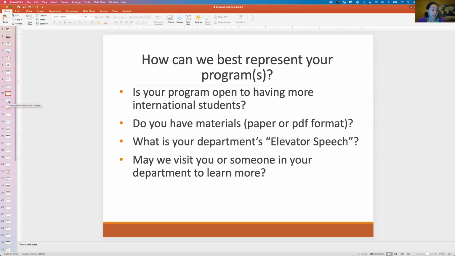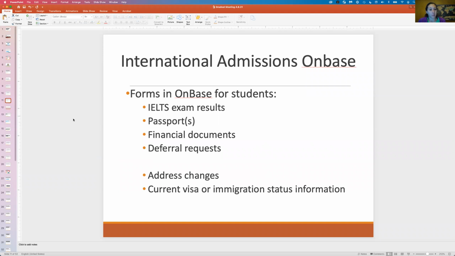We are really interested if anybody has detailed questions after this or would like to meet with any of us. We're happy to do sessions with you or anyone in your department, either about application processes or just learning about one another, to get an idea of how we can work better together.